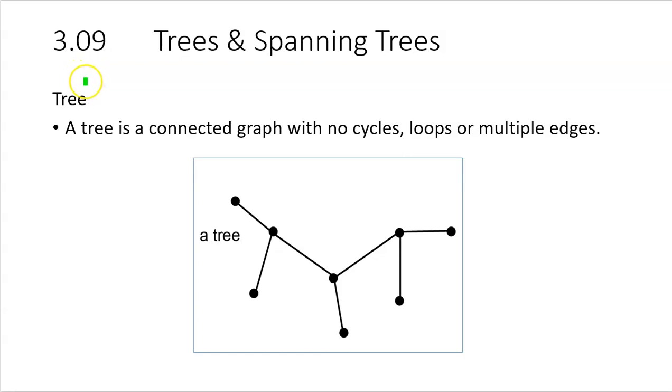So last week we stopped at 3.08 Hamiltonian, so I'm going to continue to 3.09, which is tree and spanning tree. Under this section, there are two important keywords that you need to learn, which are tree and spanning tree. So it's quite short. So let's start. What is a tree over here?